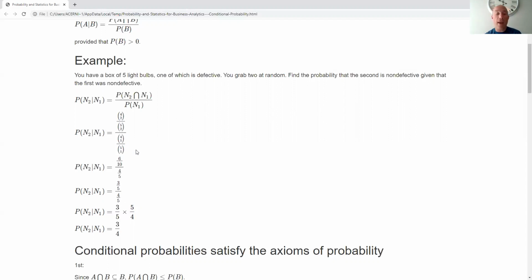Now let's do some calculations. When I compute these numbers, this is 6 over 10, and this one is 4 over 5. So I have a fraction on top of a fraction. Dividing by a fraction is the same as multiplying by the reciprocal. I simplify the 6 over 10, then I multiply by the reciprocal and simplify, and that gives me the conditional probability.